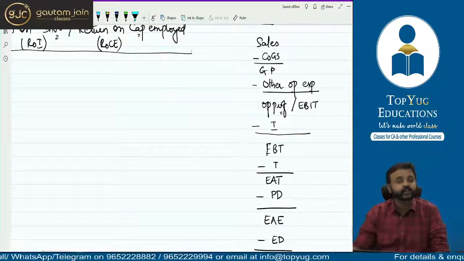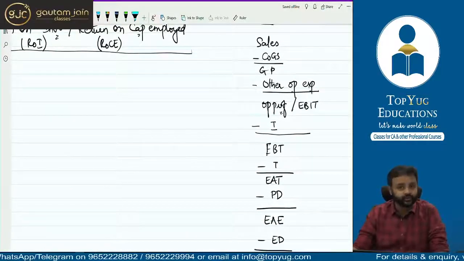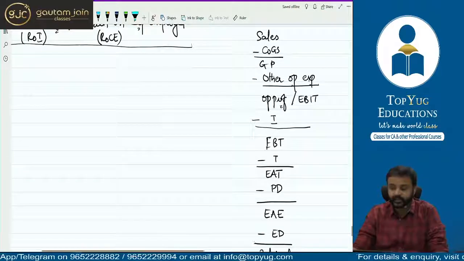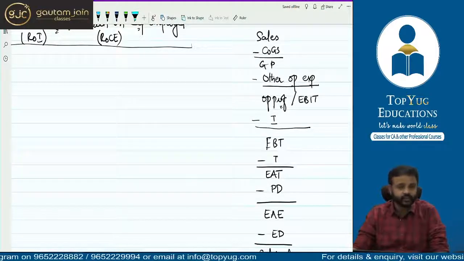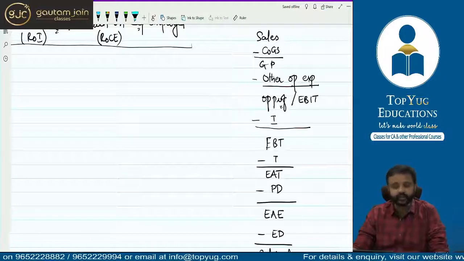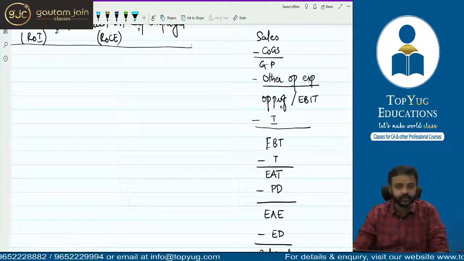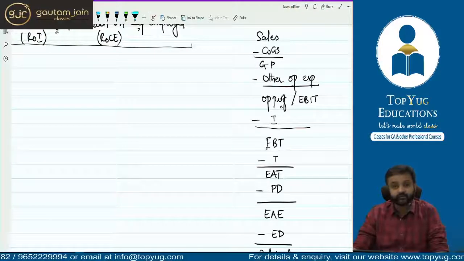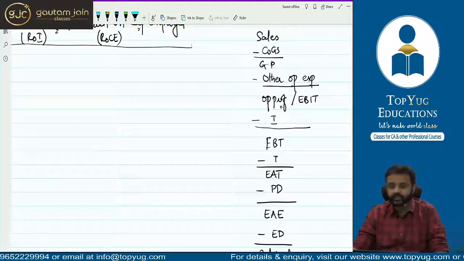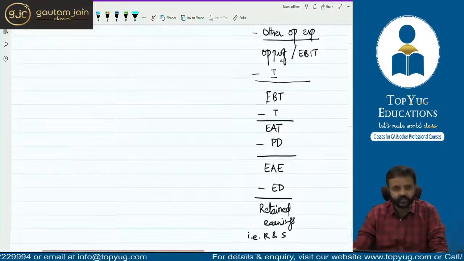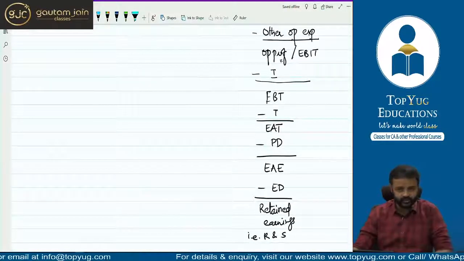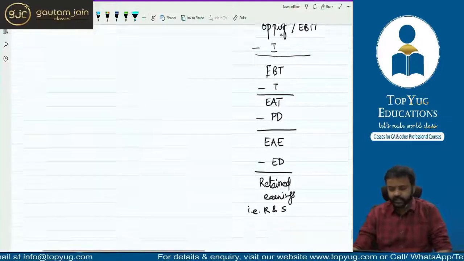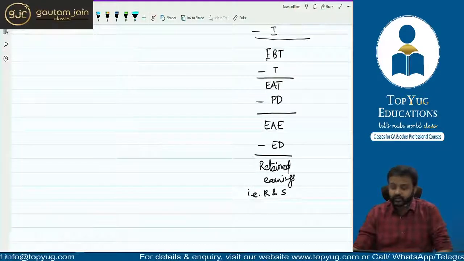So sales minus cost of goods sold gives us gross profit, minus the other operating expenses gives us operating profit. Assuming there are no non-operating items, operating profit is the same as EBIT, from which we'll subtract interest, so that we arrive at earnings before taxes. From this we'll deduct taxes, so that we arrive at earnings after taxes, and then preference dividend, so that we get earnings available for equity shareholders. And then when equity dividend is subtracted, we get retained earnings.